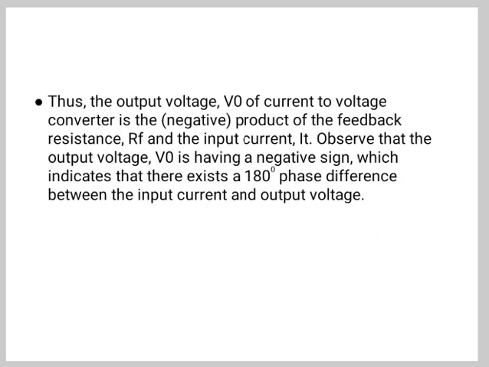So we can write this equation as V0 by Ii is equal to minus Rf. Now it represents the ratio of output voltage V0 and the input current Ii, and it is equal to negative feedback resistance Rf. This ratio of output voltage and input current is called transresistance. As the ratio of output and input of the circuit is called gain, the gain of the current to voltage converter is its transresistance, and it is equal to the negative of the feedback resistance Rf, that is minus Rf.